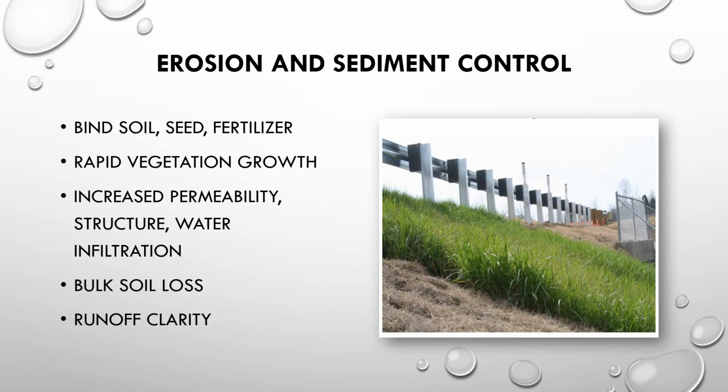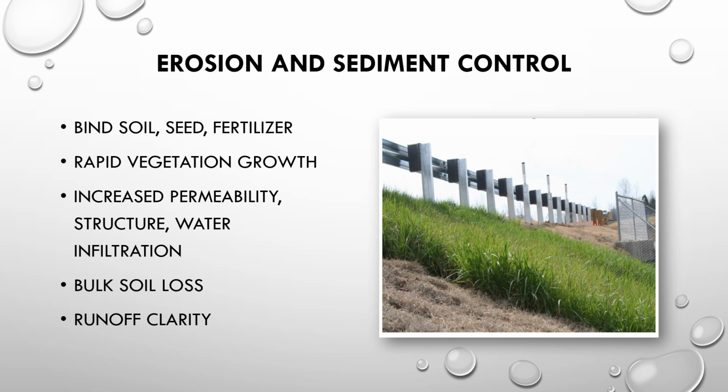So again, some of the benefits of using this for erosion sediment control: you're going to use the polymer to bind your soil, your seed, your fertilizer if you used it. And just like the USDA used it to improve crop yield, we're going to be able to establish vegetation faster. We're going to be able to prevent bulk soil loss, and we're also going to be able to improve runoff clarity.